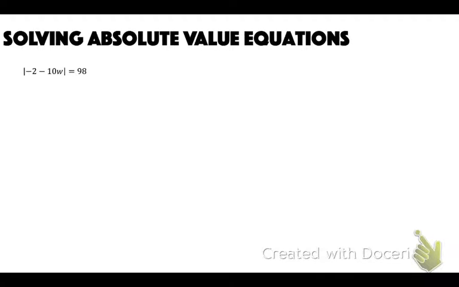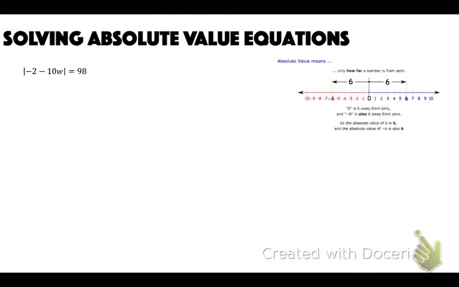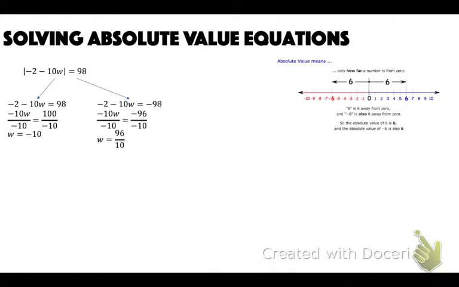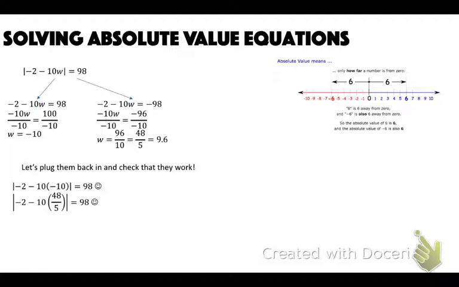Okay, so to solve these equations, it's the distance away from 0, and we always have two answers to these. So to do that, we're going to set it equal to the positive, and we're going to set it equal to the negative. Okay, so we have -2 minus 10w equals 98, and then -2 minus 10w equals -98. Then we're just solving these equations. So I add the 2, I get -10w equals 100. Divide by -10, I get -10. Here, add the 2, I get -96. Divide by -10, I get 96 over 10, which is 48 over 5, which is 9.6. Plug them back in, make sure they work, and they both do.